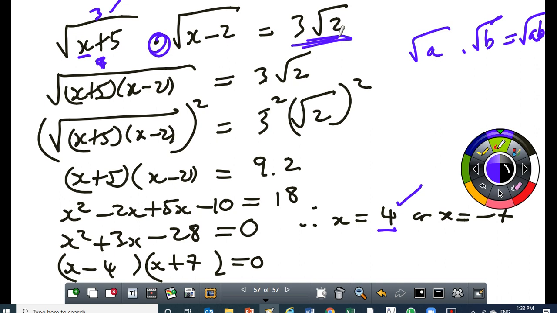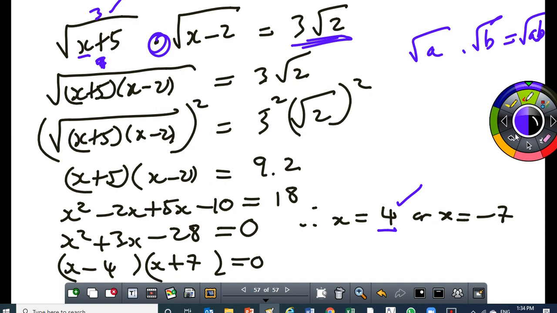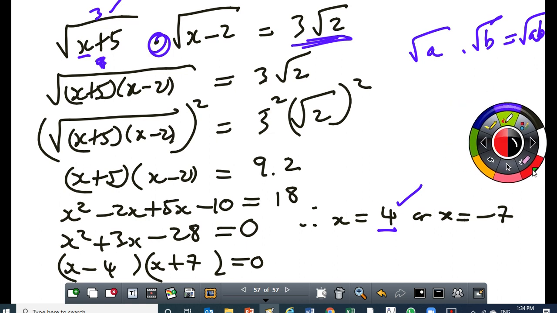Then let's test the minus 7. If I put minus 7 here, minus 7 plus 5 gives me what? Minus 2. Is it possible to find the square root of minus 2? It's not. So this becomes invalid. You don't need to stress anymore. It's not possible for you guys to find the square root of negative 2. That's for advanced mathematics. So it means we only have one solution. Okay? So I think I'm done.